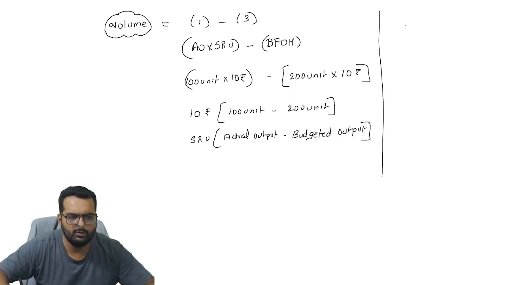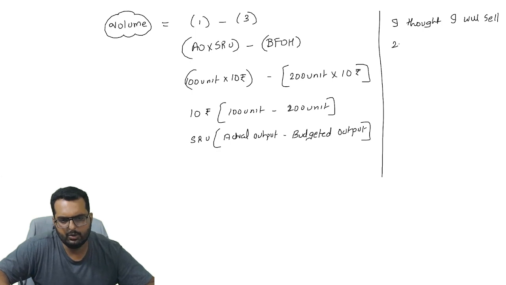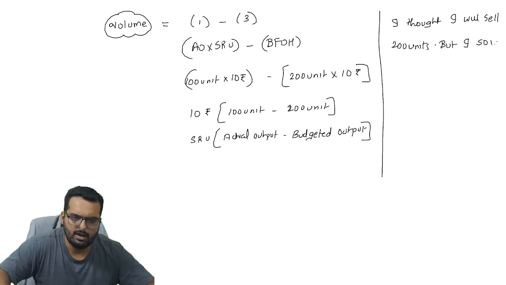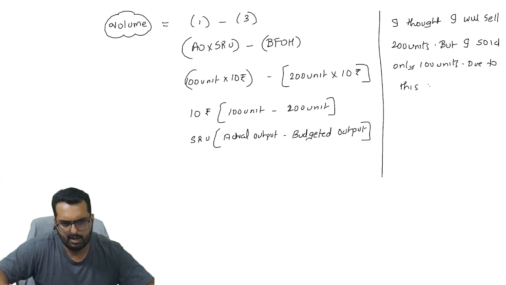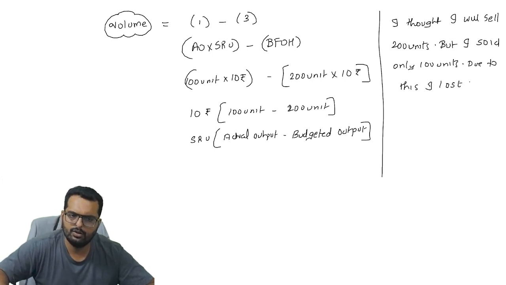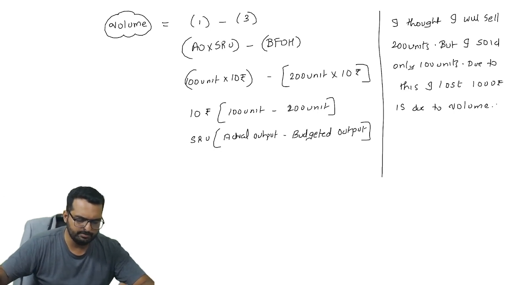Right, logic goes like this. I thought I will sell 200 units, but I sold only 100 units. Due to this, I lost 1000 rupees, which is due to volume. Then that's what you call volume variance. Can you write down this in your books now, friends?